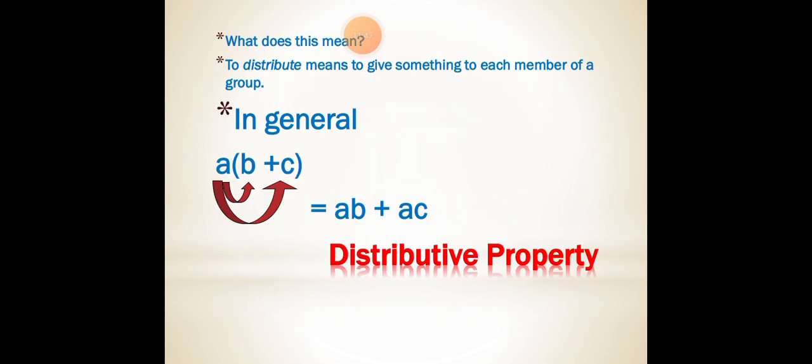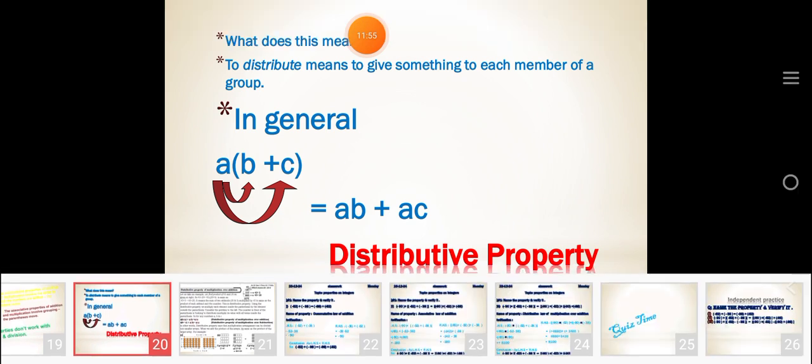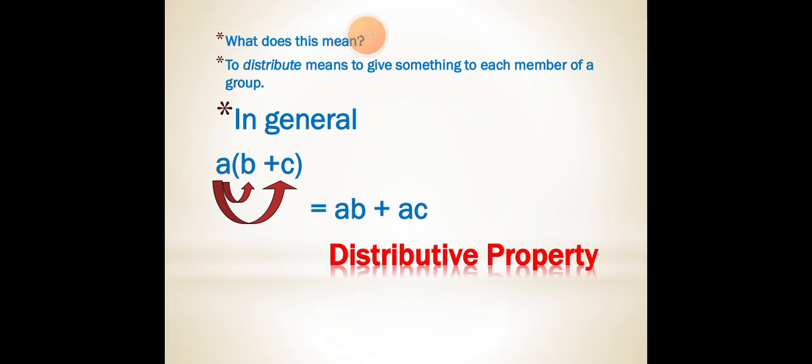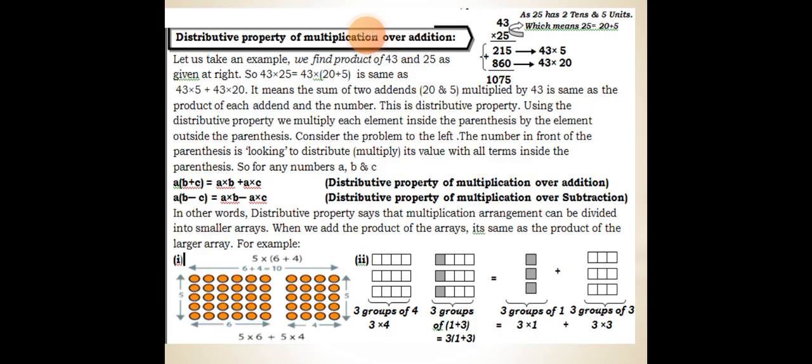What does it mean? Distribute means to give something to each member of a group. That means you equally share that. In general, a times b plus c is the same as first multiplying a with b and then a with c and then adding them. So a(b plus c) is the same as that. This is the distributive property of multiplication over addition.